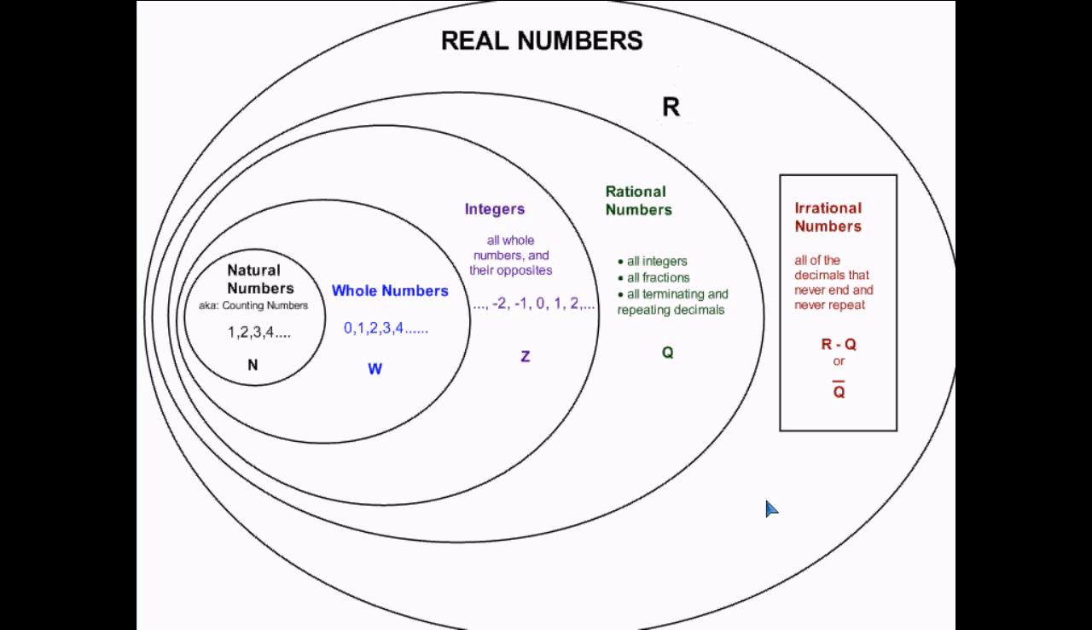The bold letters at the bottom are how you represent these numbers. If you don't want to write natural numbers, you make a bold N, a bold W, a bold Z, a bold Q for rational. And then irrational is either R minus Q, which is the real numbers minus the rational numbers. That's what you get left. Or you can put a Q with a bar over it, which means not Q. And then R is for real numbers. That's why we can't use R for rational, because R was already taken by real.